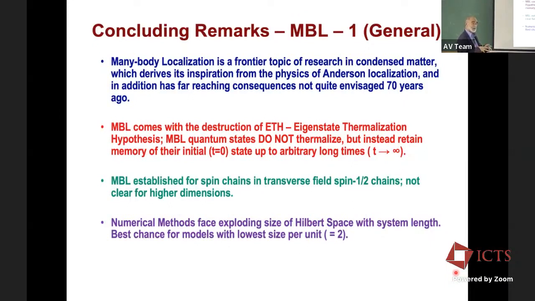The assumption that under unitary quantum dynamics you will cover all of phase space and therefore thermalize is just not borne out in this case. So in that sense, it's an extremely important result. Unfortunately, it's only been established for spin-half chains in a transverse field, and it's not clear that it survives in higher dimensions. Most of the reasons for that seem to be rare fluctuation effects. What we have added to that is that if there's some topology involved, then that makes it even worse.